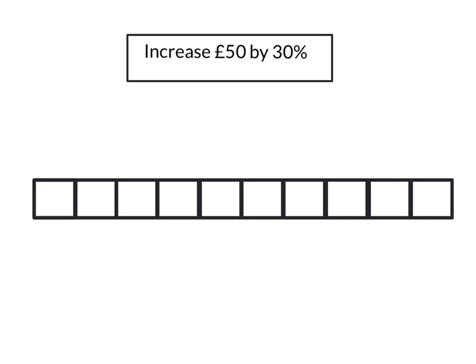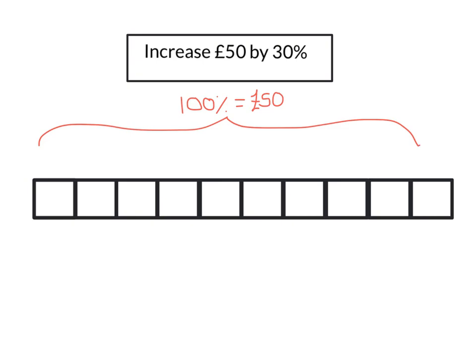Increase £50 by 30%. So I start off as 100% is my original amount, so that's £50. So this whole bar represents that £50. Each of these little bars here, because there's 10 of them, 10 times 10 is 100, so each one is 10%. So I've got 10%, 20, 30, 40, 50, 60, 70, 80, 90, 100.